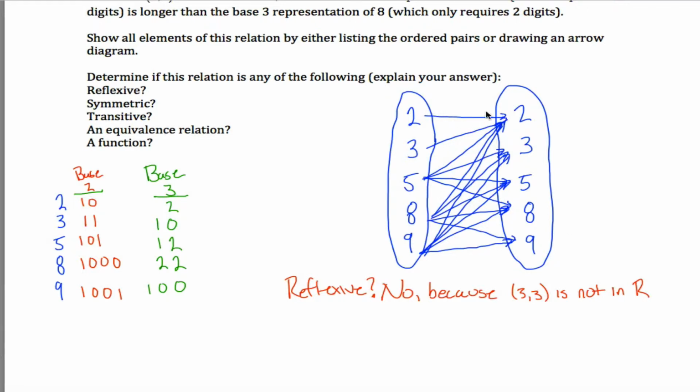And you're like, but there's an arrow from 2 to 2. There's an arrow from 5 to 5, from 8 to 8, from 9 to 9. Yeah, that's all great. But to be reflexive, there has to be an arrow from every single element to itself. So just one case of a missing arrow is enough to make it not reflexive. So this thing's not reflexive.